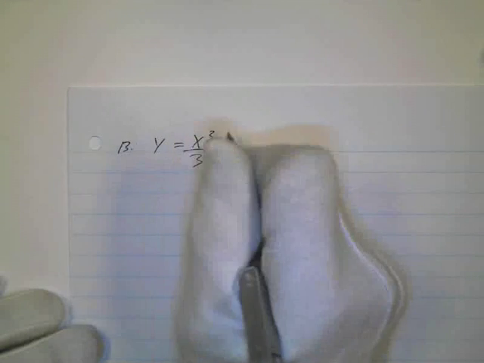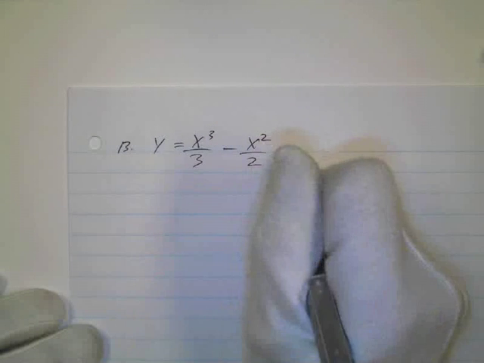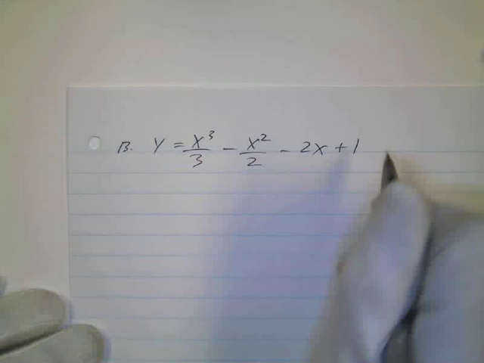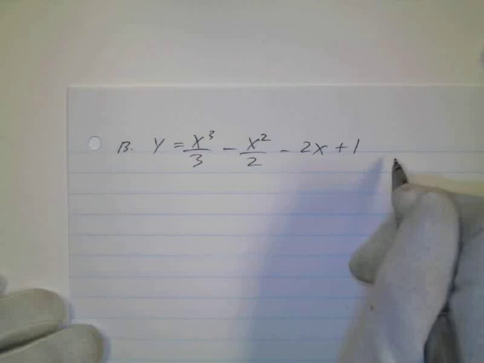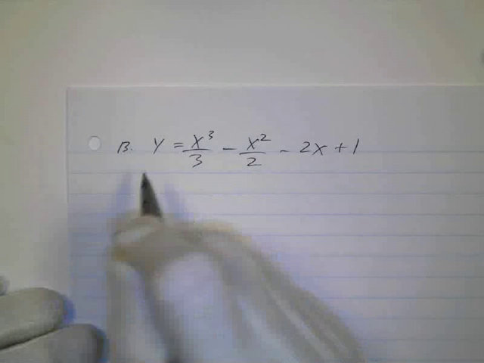I'll do this over here so we have a little more room. So this is number 13. Okay, so I've got y equals x cubed over 3 minus x squared over 2 minus 2x plus 1. So we want to find out when we have horizontal tangents. That means the slope will be 0, so we want to find out when the slope is 0, so we have to take the derivative.